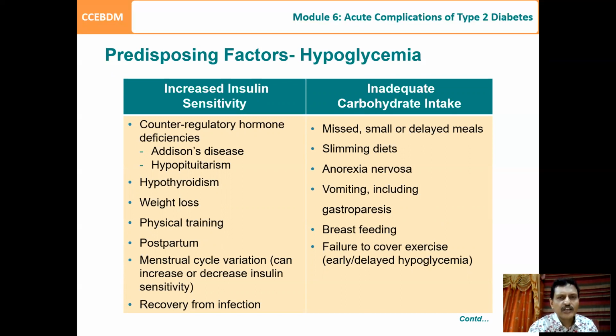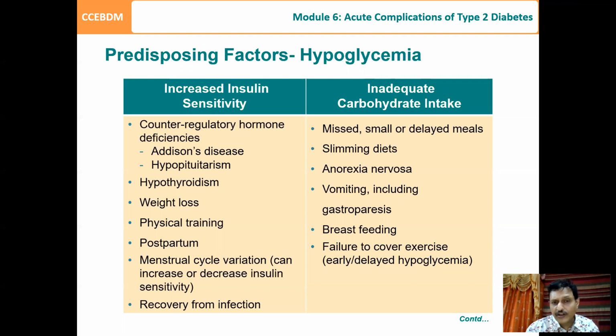Very importantly, we have to remember two important endocrinopathies, Addison's disease and hypopituitarism. Hypothyroidism is not very important, but Addison's disease and hypopituitarism are very important factors. And I can tell you that some type 1 diabetic subjects can have Addison's disease as well, because both are autoimmune diseases. So we have to keep that in mind. Weight loss, physical training, postpartum period, and menstrual cycle variation.